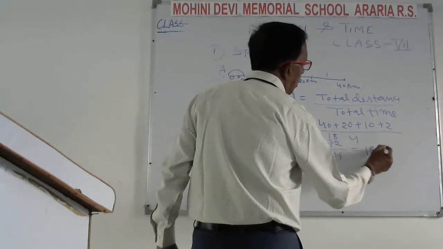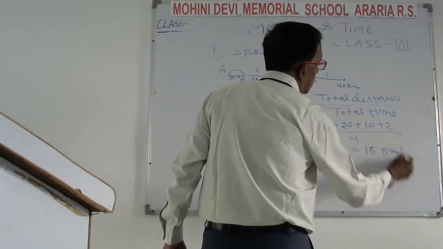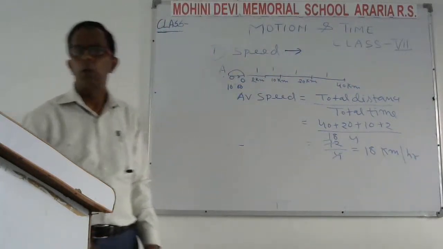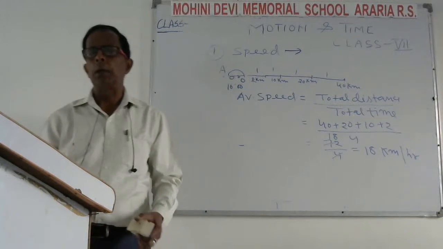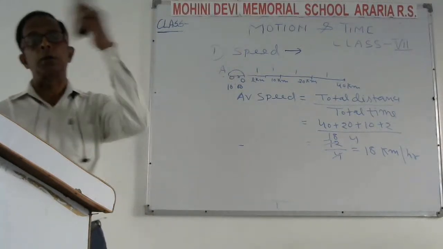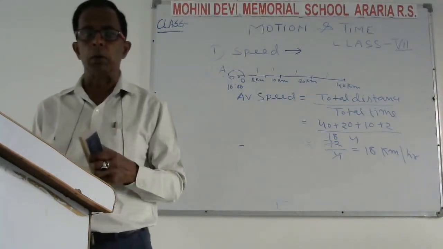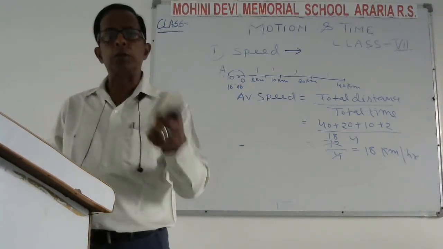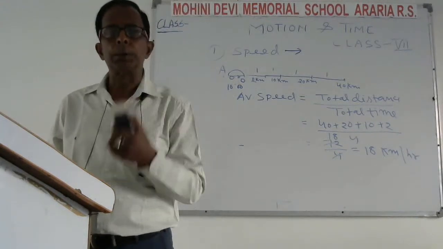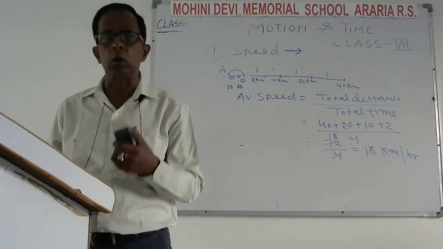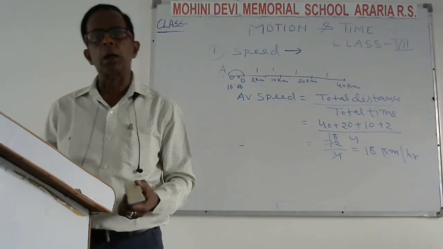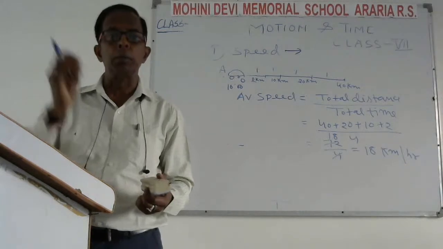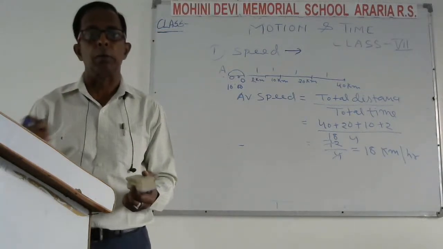18 kilometers per hour is the average speed of the object. Okay, my children? Average. Nothing starts with 40 kilometers. It is not possible. No automobile starts from the starting point with a speed of 60 kilometers or 90 kilometers or 100 kilometers. At least 10 seconds, 20 seconds, 1 minute it takes to reach 60 kilometers.